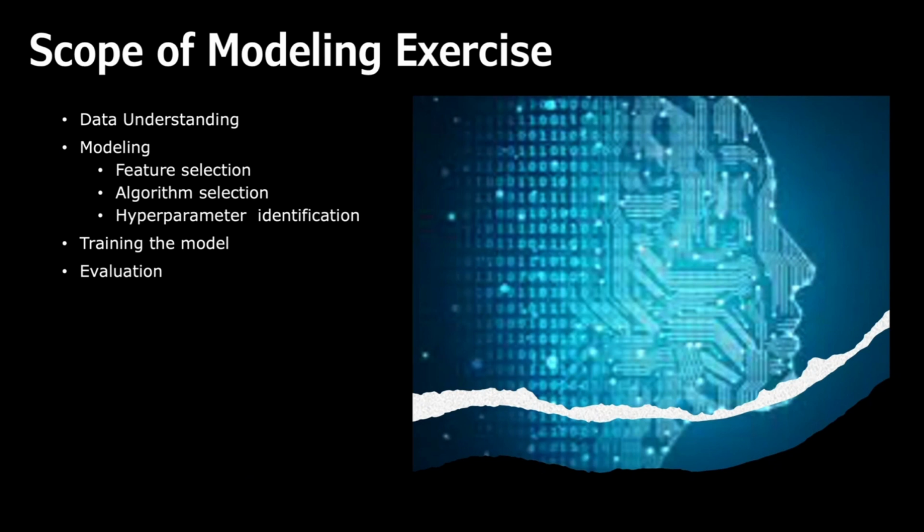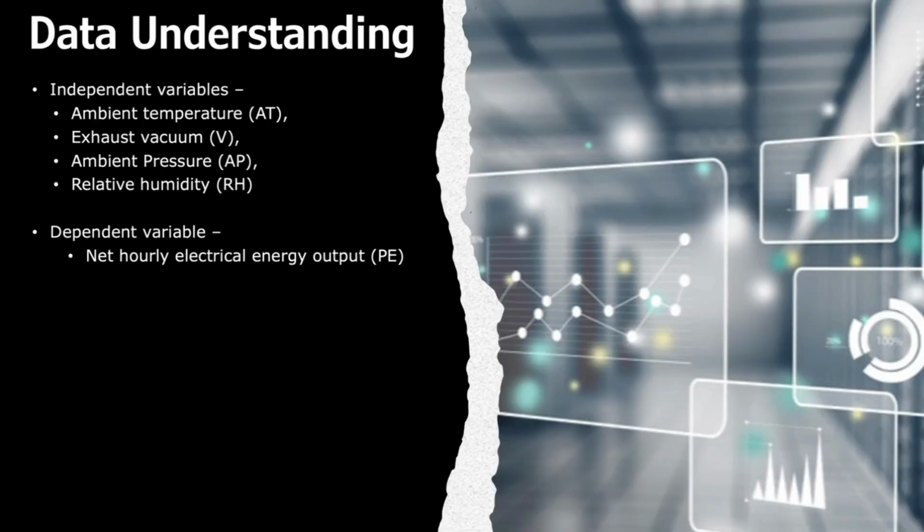The scope of the modeling exercise involves some data understanding and modeling. I would do feature selection and algorithm selection. I'll be training the model with part of the data and then evaluate the effectiveness of the algorithm being selected. There are four independent variables: ambient temperature, exhaust vacuum, ambient pressure, relative humidity, and one dependent variable called net hourly electric energy output.